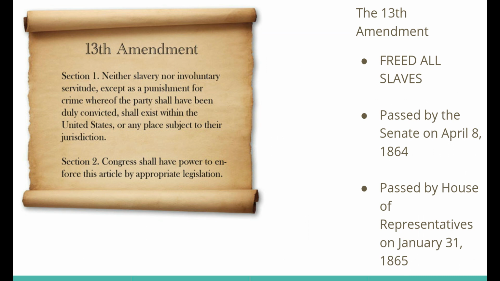It gets passed by the Senate April 8th, 1864, and the House January 31st, 1865. So really, like, months before the end of the war. I want to draw your attention very quickly to section 1 and just go off on a tangent here. Slavery nor involuntary servitude can be used as a punishment for a crime unless they've been duly convicted, meaning that you can be made a slave or an involuntary servant if a judge and jury says that's your punishment. They can do that, just a heads up.